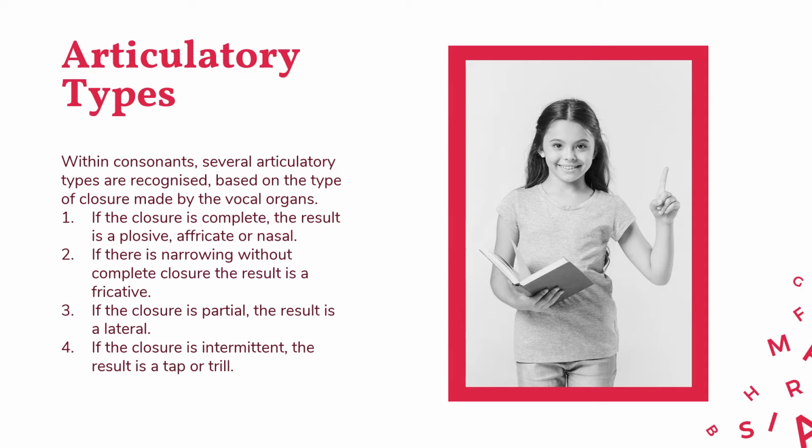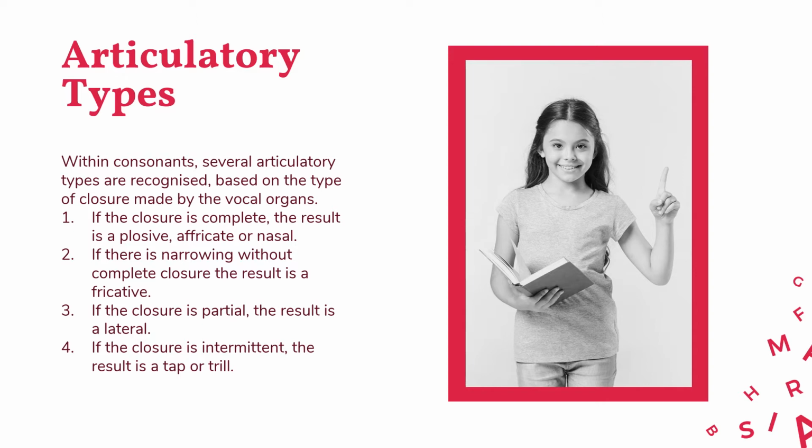Articulatory types within consonants based on the type of closure made by the vocal organs. The first one, if the closure is complete, the result is a plosive, affricate, or nasal. And then the second one, if there is narrowing without complete closure, the result is a fricative. And then the third, if the closure is partial, the result is a lateral. And the last one, if the closure is intermittent, the result is a tap or trill.